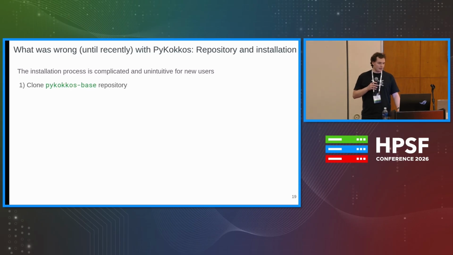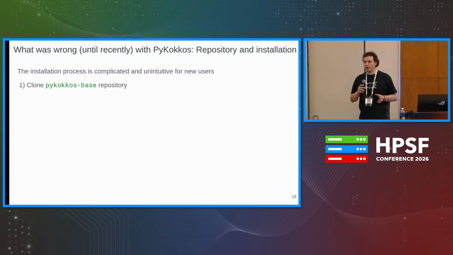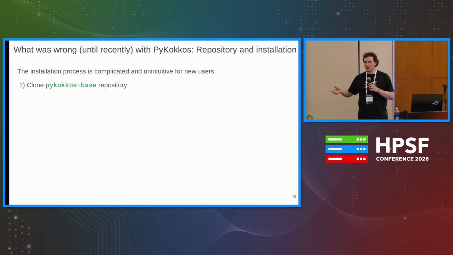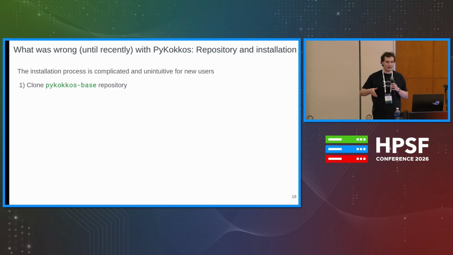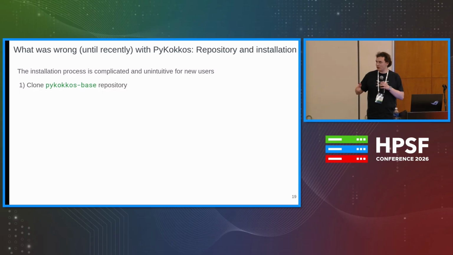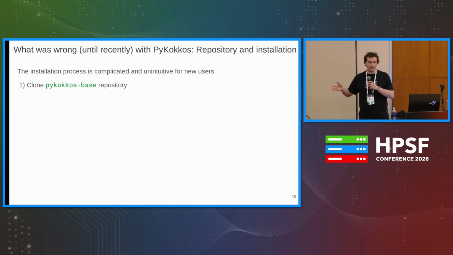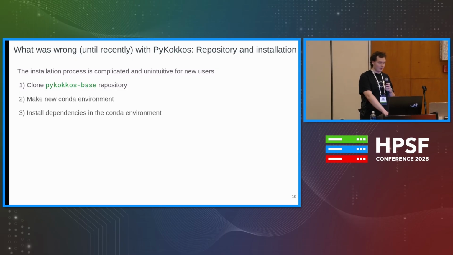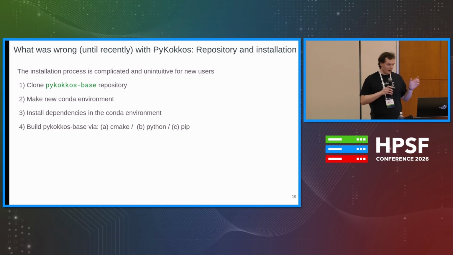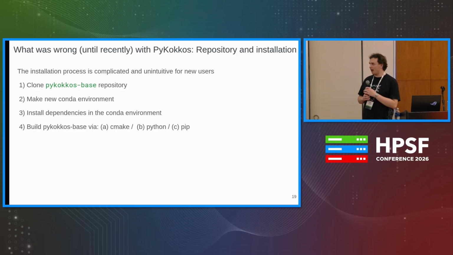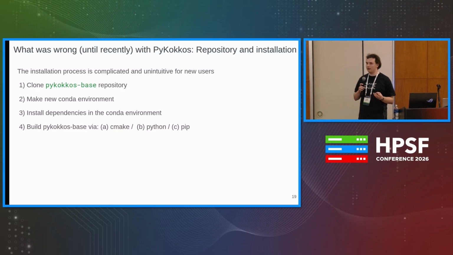So to install our initial PyKokkos, we had to first install our previous version of PyKokkos, which was PyKokkos base. It was a proof of concept. It was not bad. It was just something that we had to deal with. So clone PyKokkos base, make a conda environment, install dependencies. Now we need the PyKokkos base build. And at this step, we had 3 ways how we can build the project.